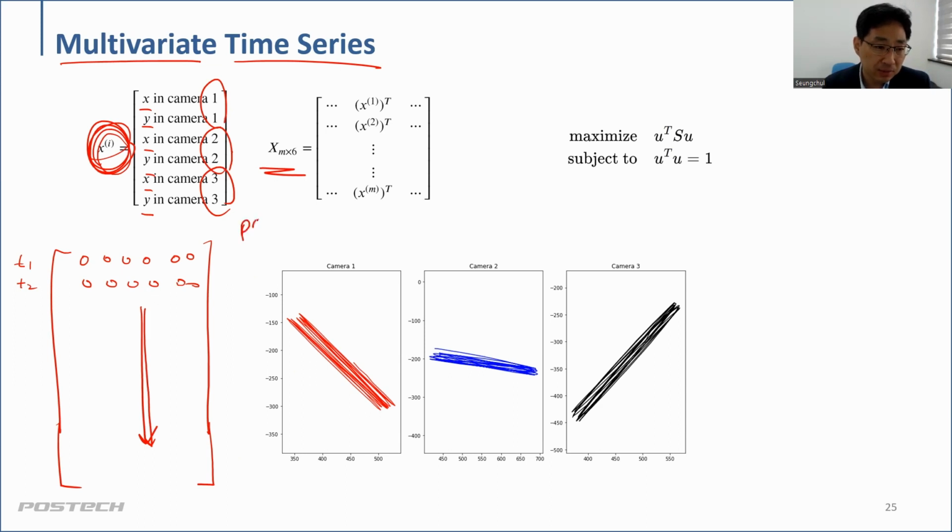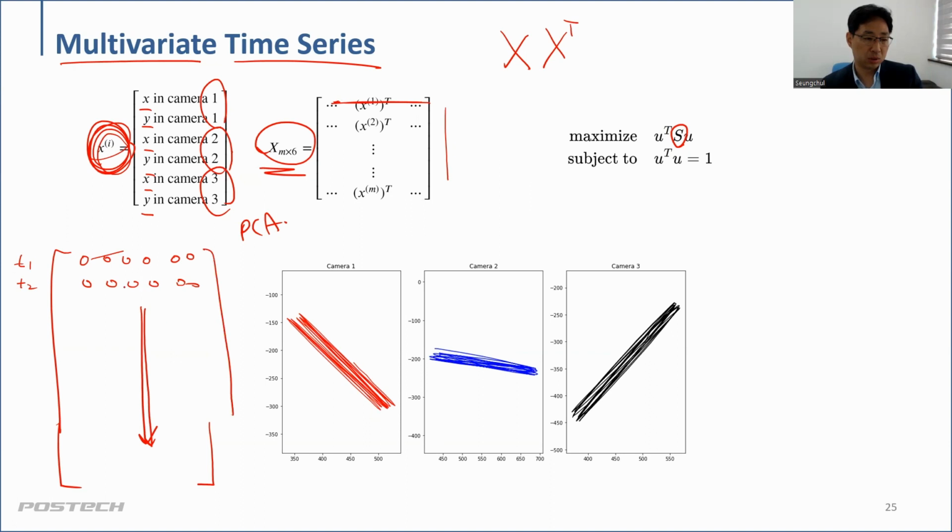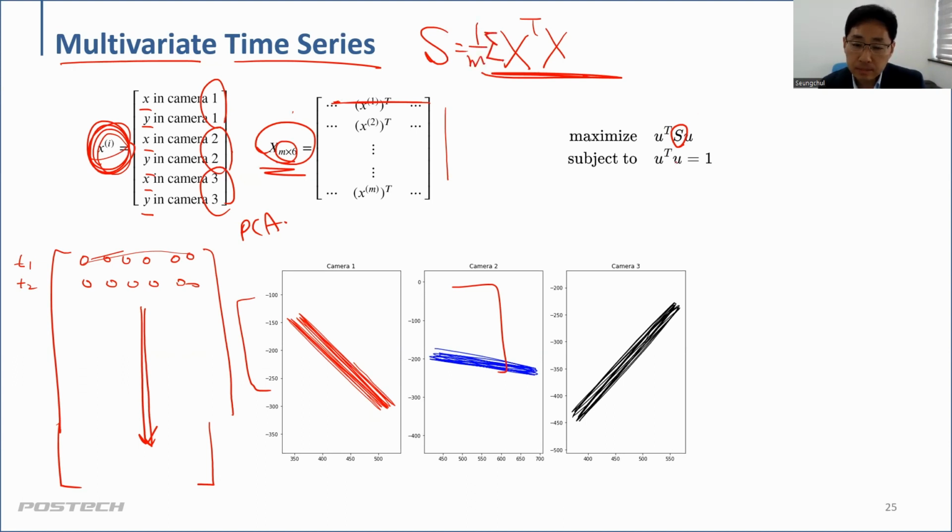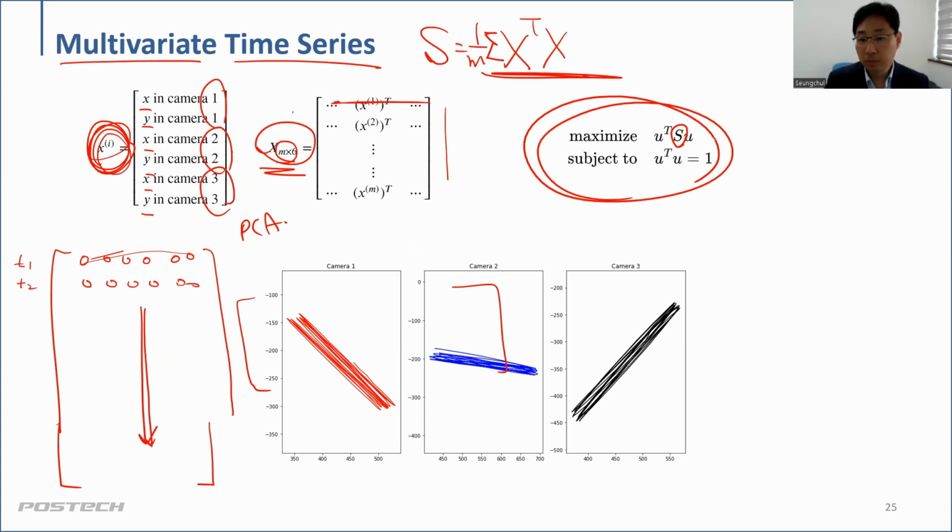Now I want to do PCA. You guys remember S is the sample covariance matrix. So if this is the large matrix X, it's going to be X transpose X, or X transpose times X, divided by M over 6. Yeah, so this is S. And this is the formulation for principal component analysis.